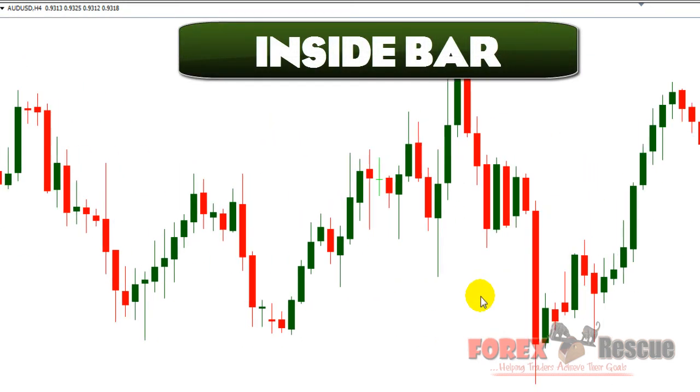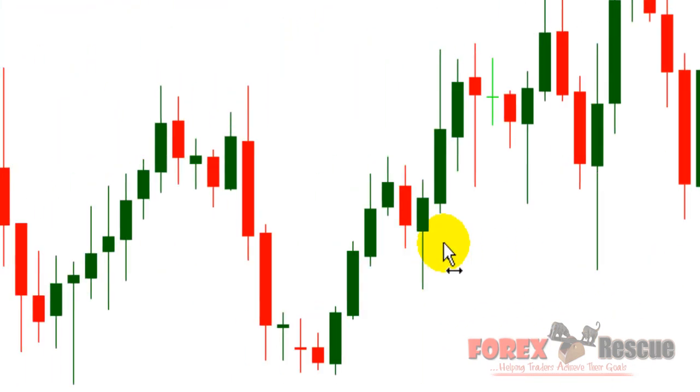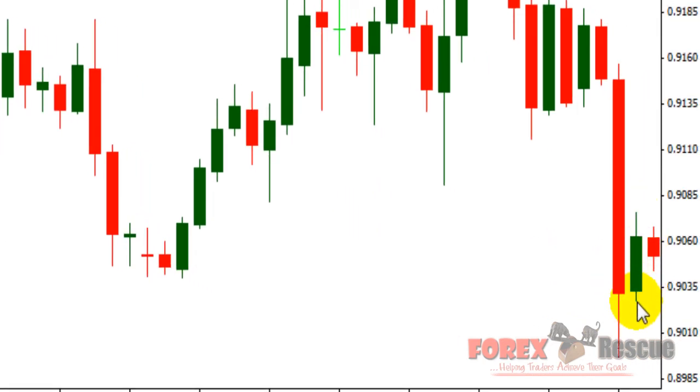Now another pattern that we discussed is the inside bar. The inside bar is the opposite of the engulfing pattern, in the sense that for the current candle, the low of the candle is higher than the low of the previous candle, while the high is lower than the high of the previous candle. So this is classified as an inside bar because the bar is within the purview of the previous candle. Take note of it.